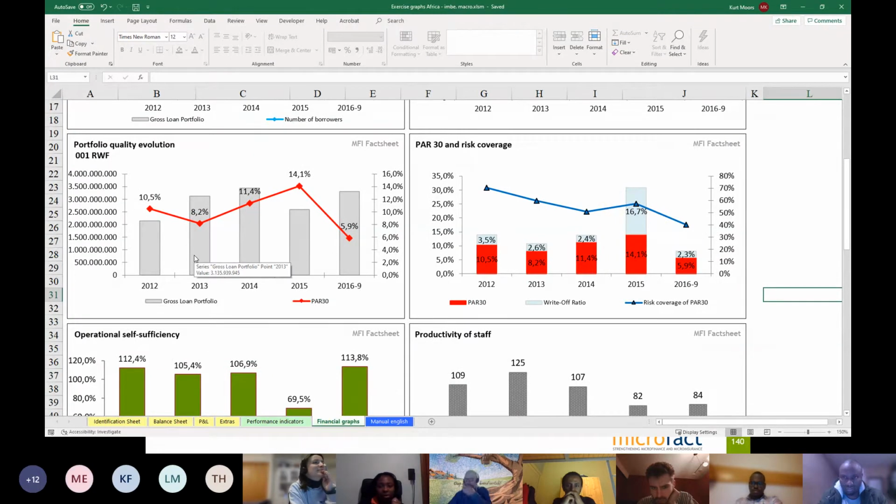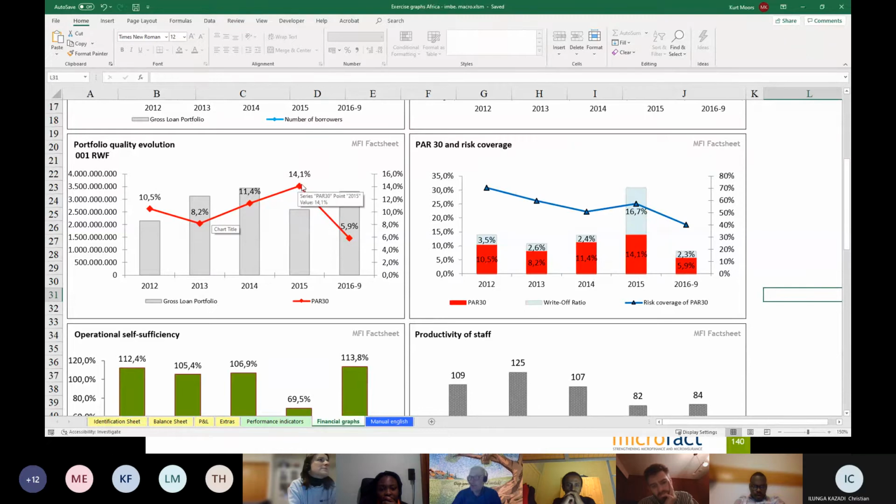Yes. So you can see this organization did have problems in the past. If you can see here, the portfolio at risk 10, 8, 11, 14. Now it's better, close to the 5. But the 14% is already very high. It's 3 times higher than an acceptable level. Actually, in 2015, it was after the writing off of 16%. So the portfolio at risk before writing off was nearly 30%.